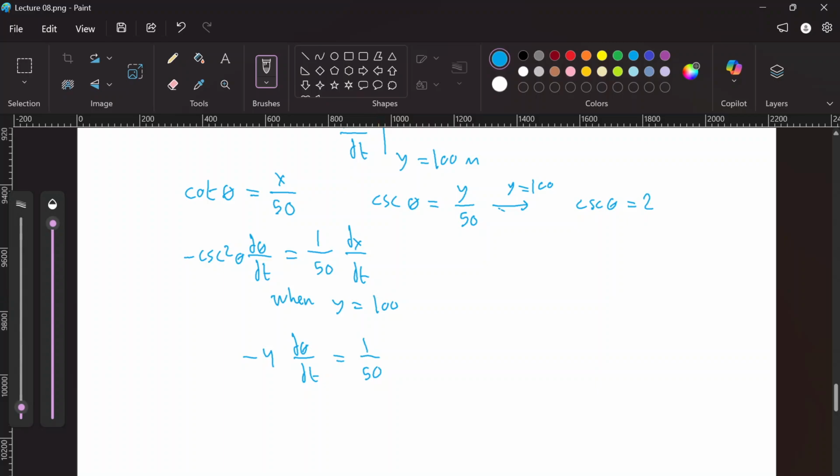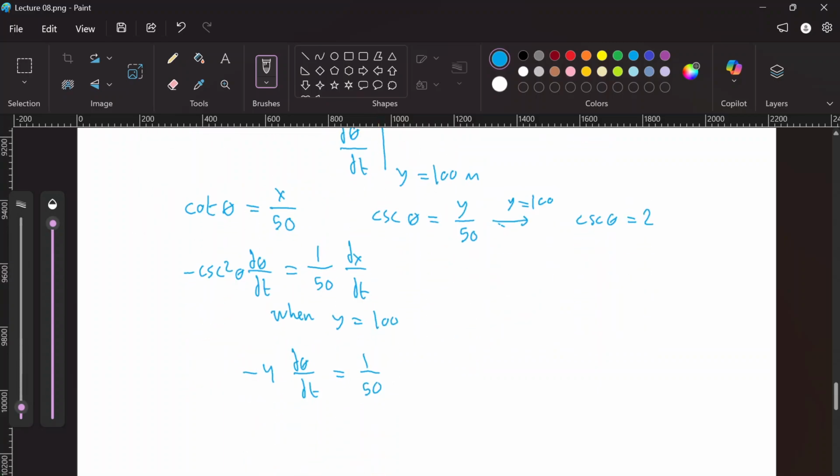What is dx over dt? It's 2. So minus 4 d theta over dt equals 1 over 25. Divide both sides by minus 4, you get d theta over dt equals minus 1 over 100 radians per minute. This solution is easier, right? Just a few steps. Now let's go to the next one.